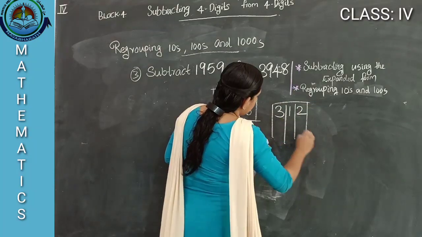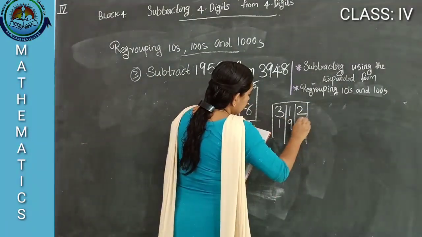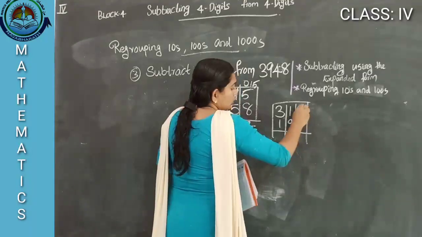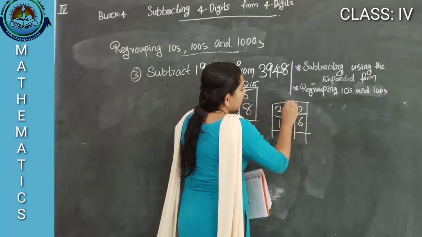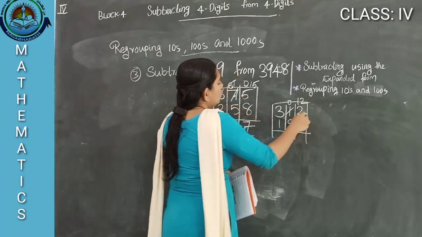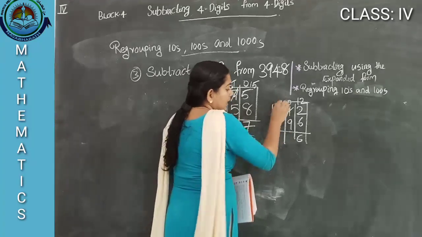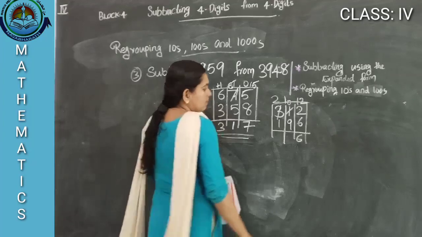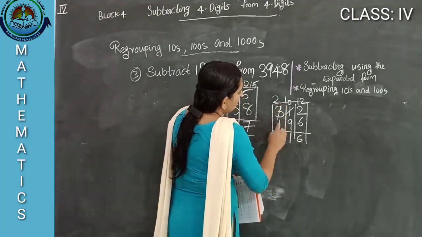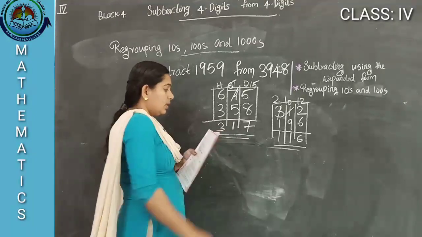Second number. 312 minus 196. 2 minus 6 is not possible. We are taking 1 from here. This 1 becomes 0. This 2 becomes 12. 12 minus 6, 6. 0 minus 9 is not possible. We are taking 1 from here. This 3 becomes 2. This 0 becomes 10. 10 minus 9, 1. 2 minus 1, 1. 116. Third question.